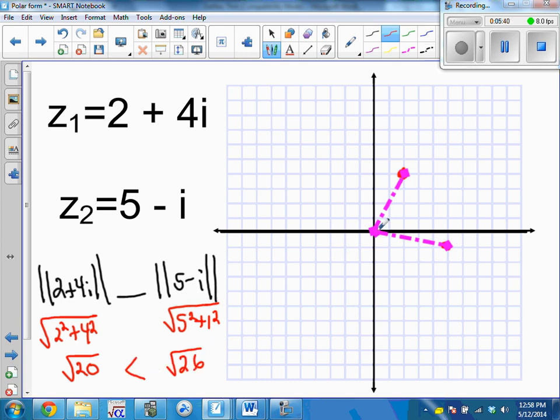So this number, the 5, negative 1, i, is further from the origin. So that number is bigger in terms of its absolute value or distance. So how can we use this polar graph for our complex numbers?